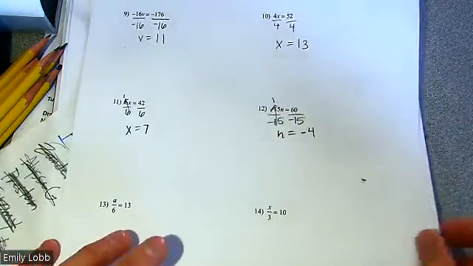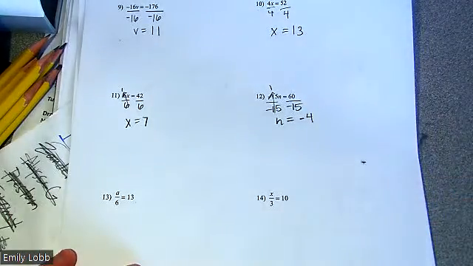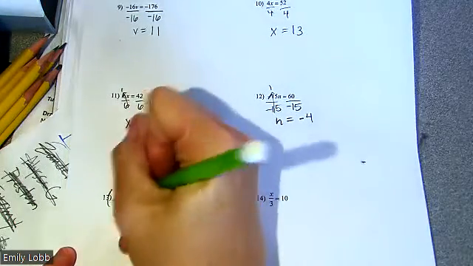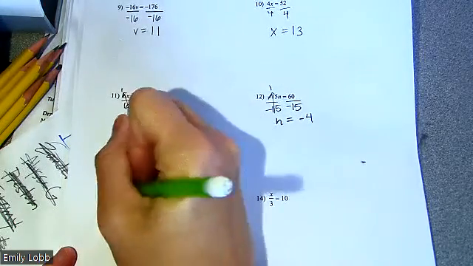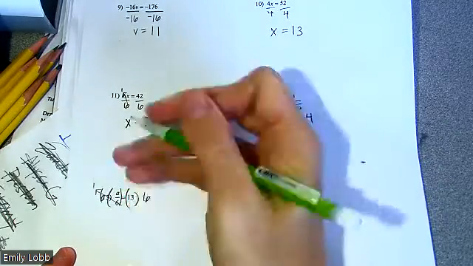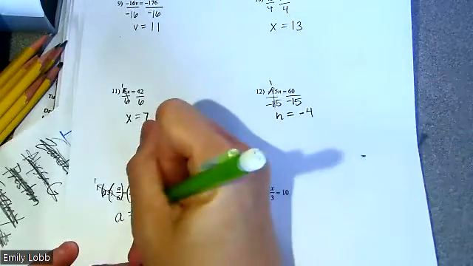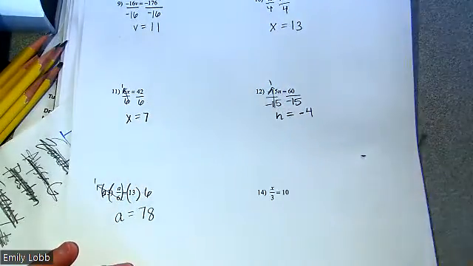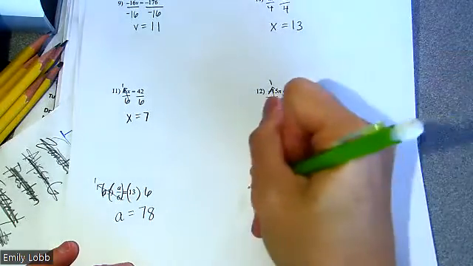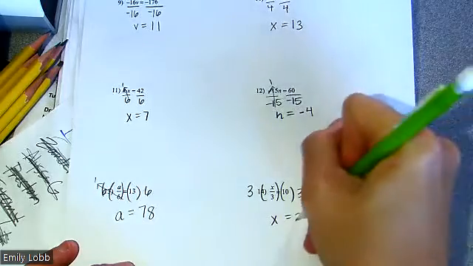All right, now we're switching gears here a little, aren't we? What's being done to A? It's being divided by 6. So I have to multiply both sides of my equation by 6. 6 divided by 6 is 1A. I have A equals 6 times 13. Here again, x is being divided by 3, so now I have to multiply both sides by 3. So 1x is equal to 30.